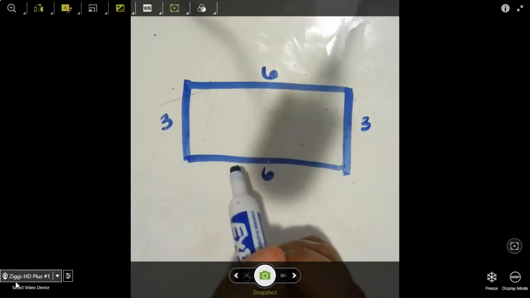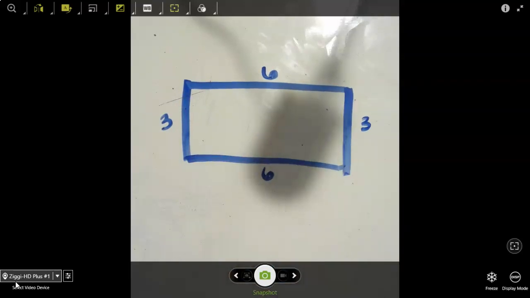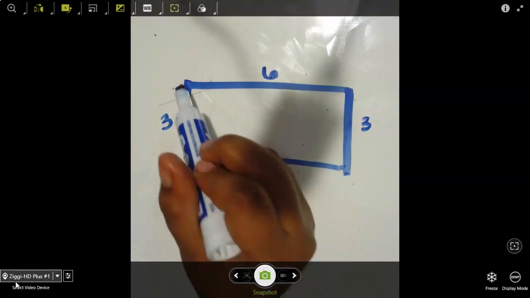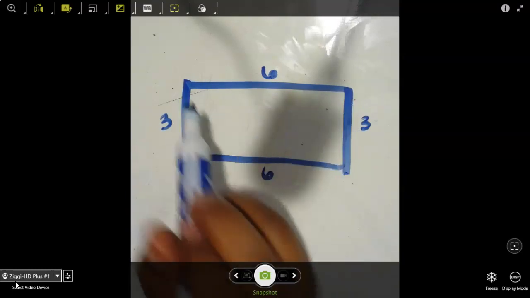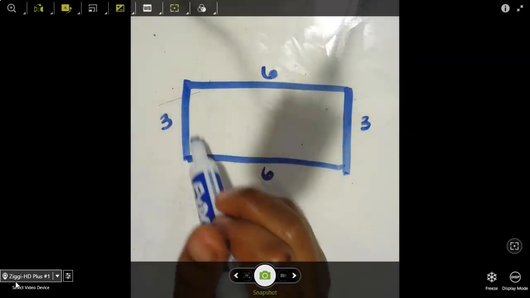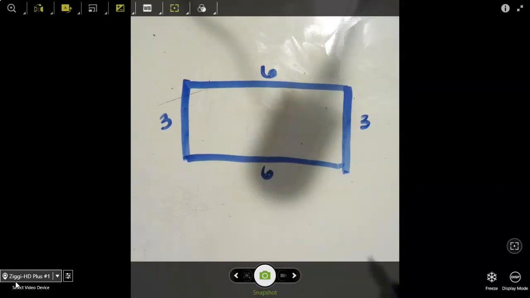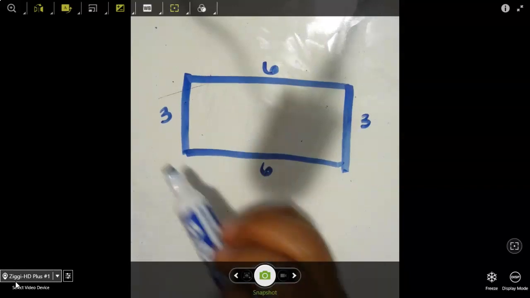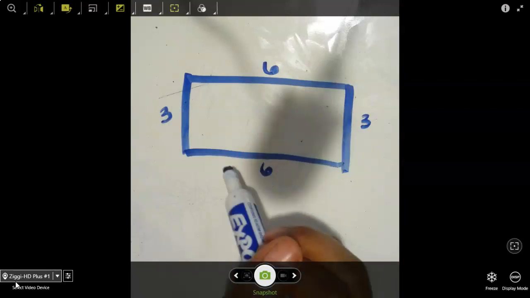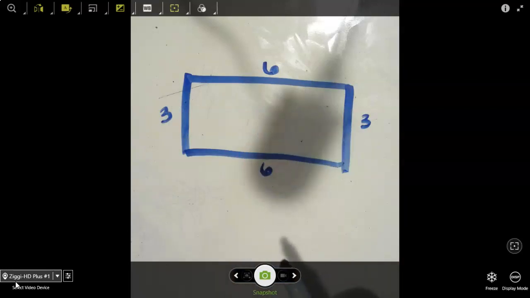So if I want to find the perimeter of this shape, I need to know all the sides because, like earlier in our videos, we practiced perimeter, and we know the perimeter is the distance around a shape. So we need to add up all the sides of a shape to find the perimeter. Now that I found all the sides, I am ready to add up all the sides and find the total.